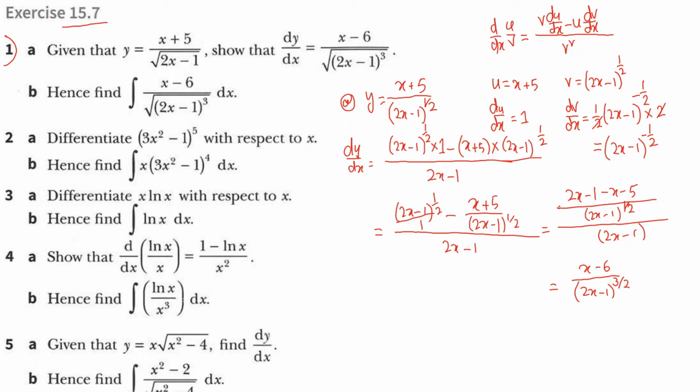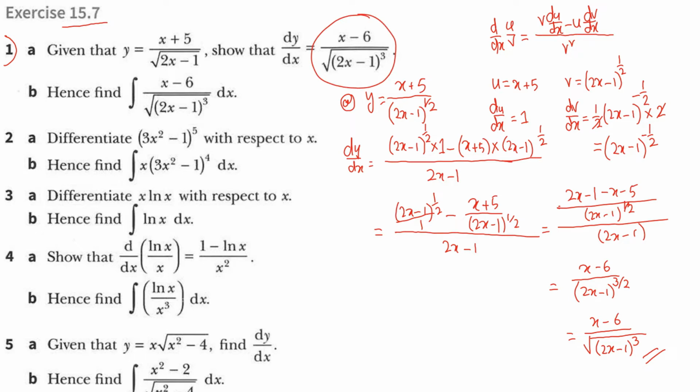So this is our first part of this question: (x minus 6) over (2x minus 1) to the power 3 by 2. It is written here as 3 by 2 as well. We can also write it as x minus 6 divided by the square root of (2x minus 1) to the power 3. Is it the same as the way it is written here?